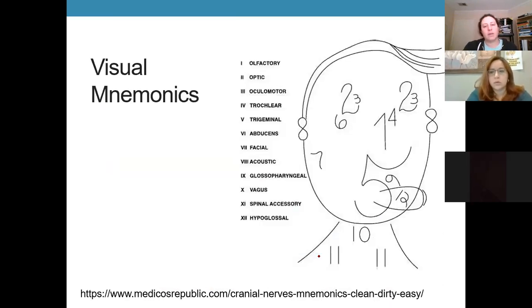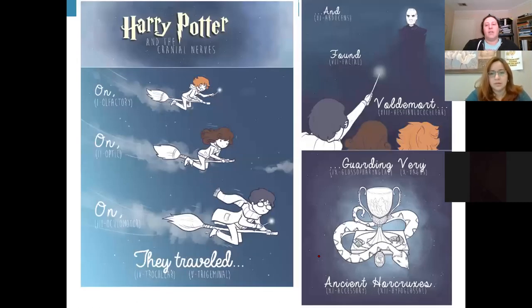This is a really weird one, a visual mnemonic to help you remember what they do based on where they write the numbers. It doesn't make any sense to my brain, but if your brain works like this, then more power to you. There are even Harry Potter ones, so I'm sure there are nerd ones for anybody into a specific genre. Lots and lots of mnemonics to help you learn this stuff, okay?